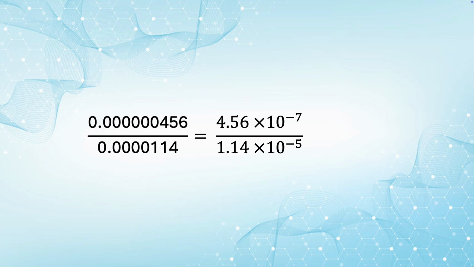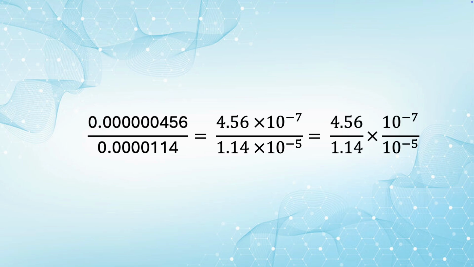Let's display the division of these numbers as a fraction. As a fraction, according to some algebra rules you should be familiar with by now, we can split this fraction up into 2 different fractions, one dividing the decimals and one dividing the exponents. 4.56 divided by 1.14 equals 4. 10 to the power of negative 7 divided by 10 to the power of negative 5 can be solved using the law of exponents. When we divide exponents of the same base, we can subtract the powers. Negative 7 minus negative 5 is negative 2. Therefore, our answer can be combined back into scientific notation as 4 times 10 to the power of negative 2.